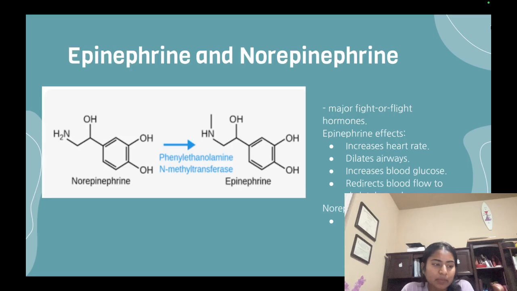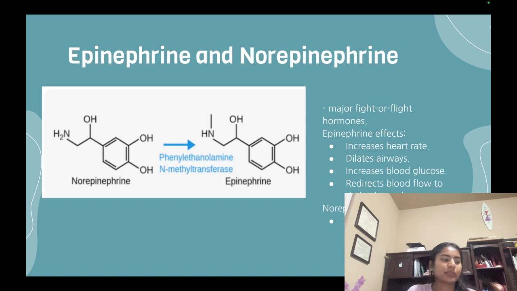Now going on to norepinephrine, it's pretty similar, but it's more focused on the blood vessels and blood pressure. It's also produced in the adrenal medulla, but it's heavily used as a neurotransmitter released from sympathetic nerve endings throughout the body. The biggest effect that norepinephrine has is vasoconstriction, especially in the skin, digestive organs, and most peripheral tissues. This raises the blood pressure and redistributes blood to the vital organs such as the heart and the brain.